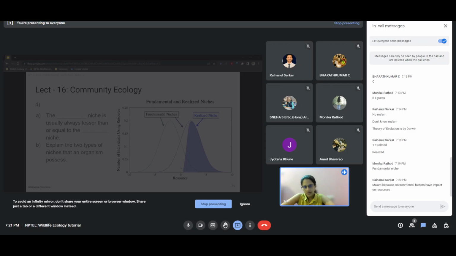But now, they have shown that the realized niche of the purple species is this shaded region. So this is the possible area of resources that it can utilize, but it is only utilizing a part of it, which is this shaded region. Why do you feel that could be the reason?